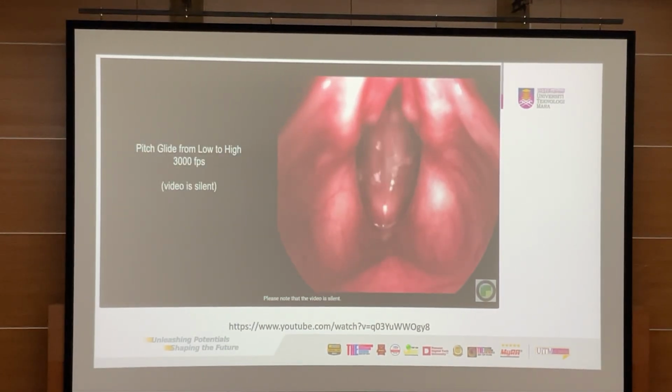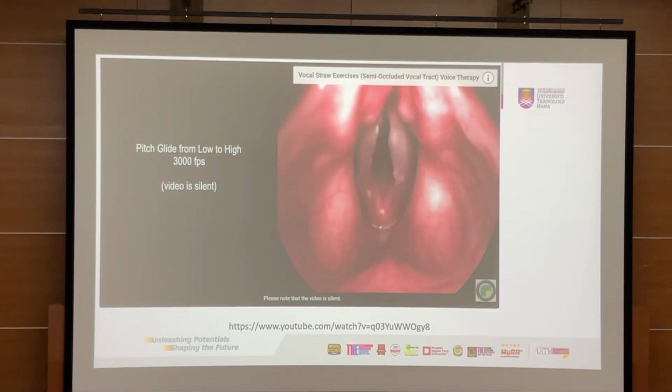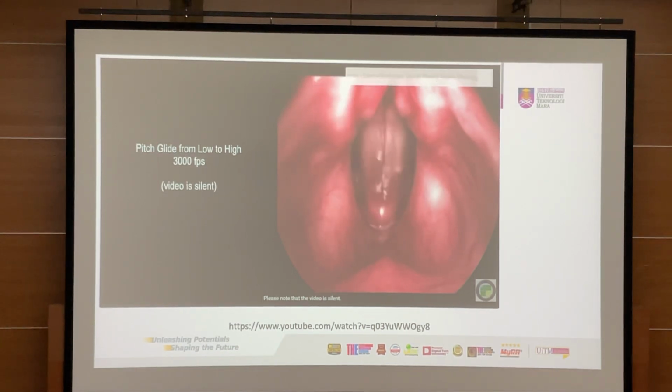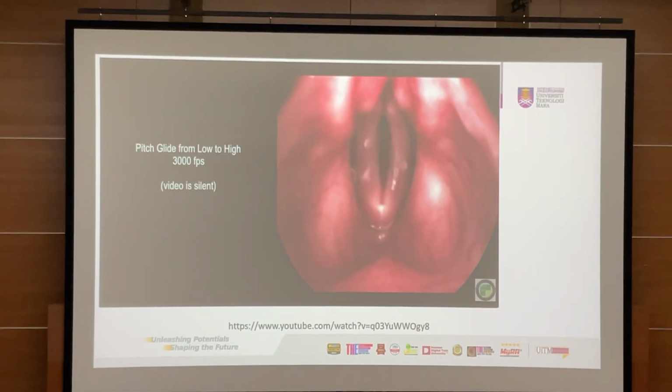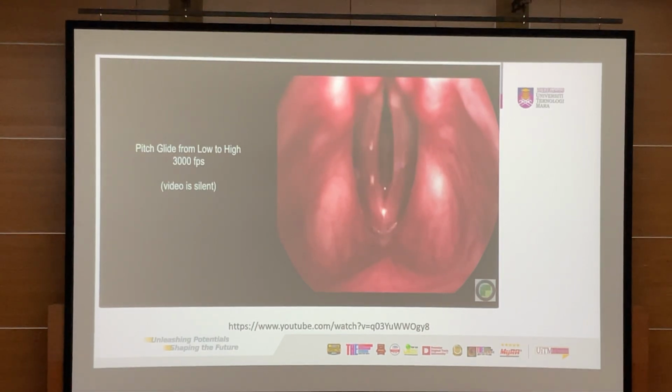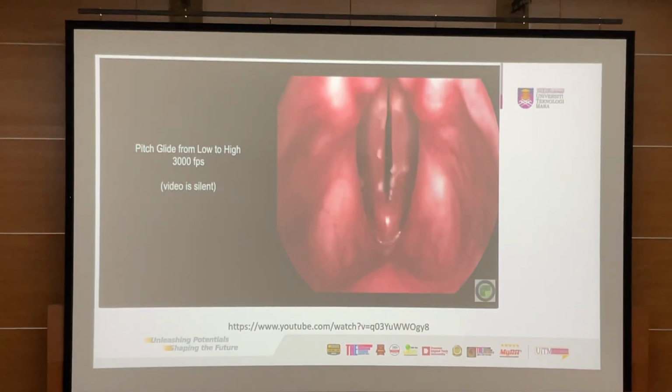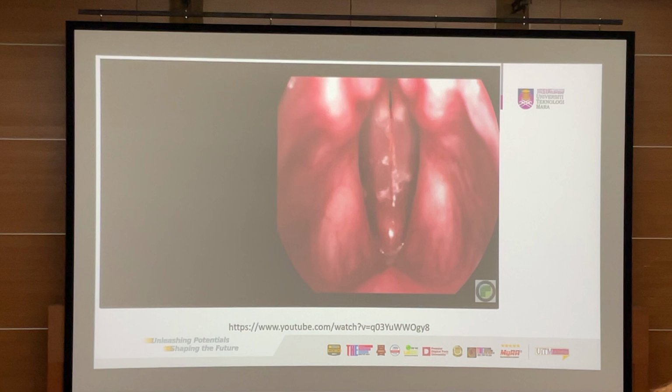This is the laryngostroboscopy. That's why you can see the slow motion of the vocal fold. So you can see the vocal fold become longer when the pitch glides from low to high.